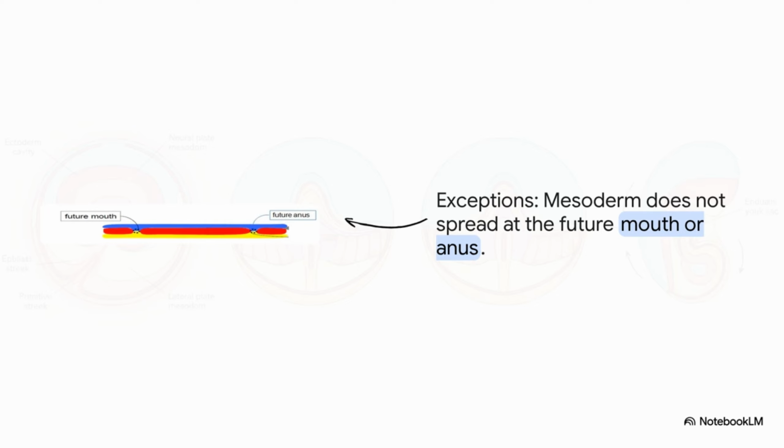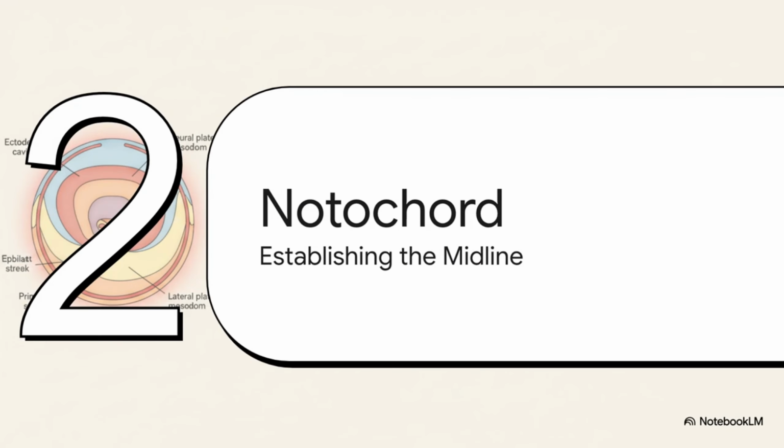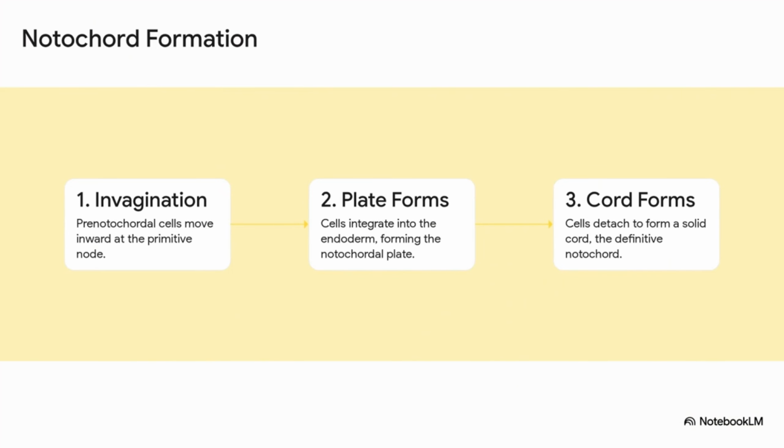of the future anus. So, while all of this gastrulation is happening and creating the 3 layers, there's another critical process going on at the same time, and that is the formation of the notochord, the structure that's going to define the central axis of the entire embryo. The notochord forms in this really precise sequence. First, a special group of cells, the prenotochordal cells, dive inward right at the primitive node and migrate straight forward along the midline toward the head.